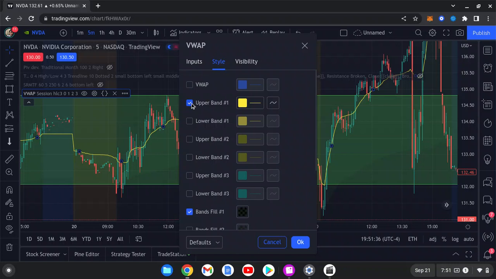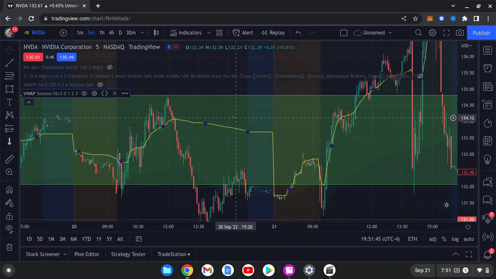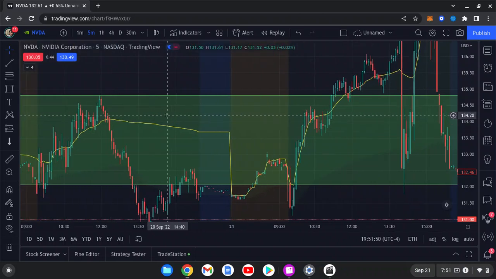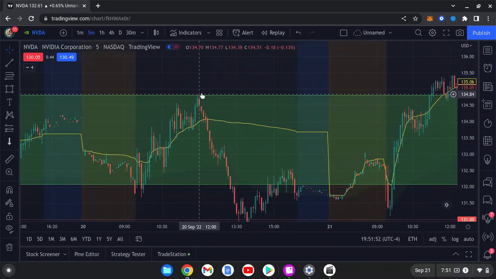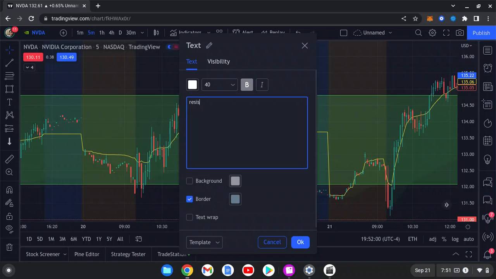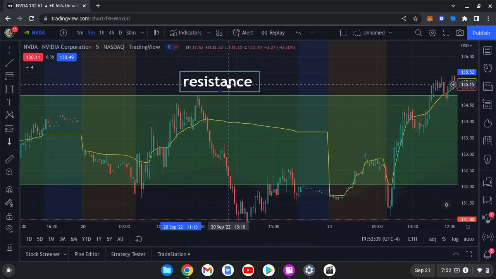If I'm looking for shorts, I only select the upper band. If I'm looking to find a long on a position, I'm selecting the lower band. So I was looking for shorts on NVIDIA. I just figured going into the Fed day that it would not push above this level right here. So we'll write this down as a resistance level, and we'll leave it right there.